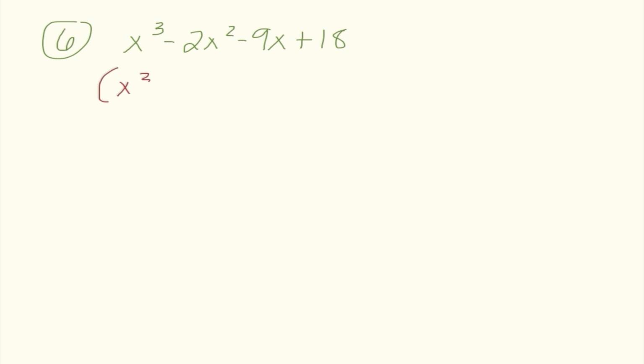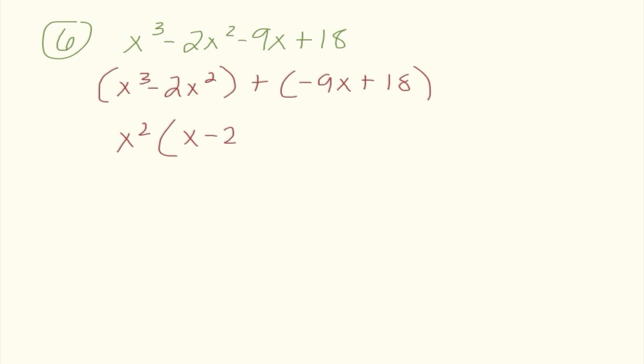So first thing I'm doing, I'm grouping together x cubed minus 2x squared. I'm going to group together negative 9x plus 18. I knew I was going to use grouping here because I have 4 terms. Looking at our first group, I'm going to factor out an x squared, and I am left with x minus 2.